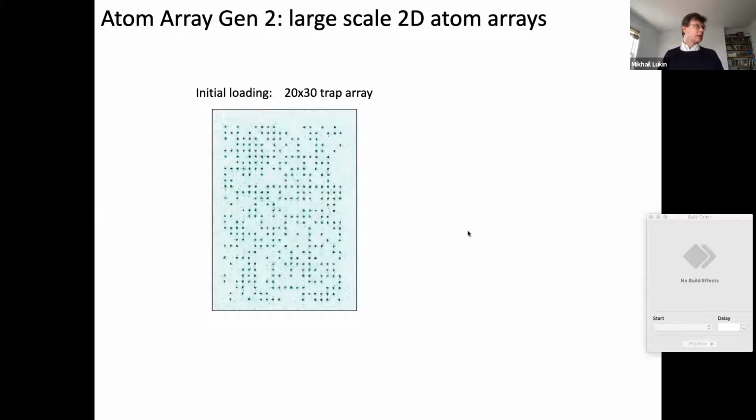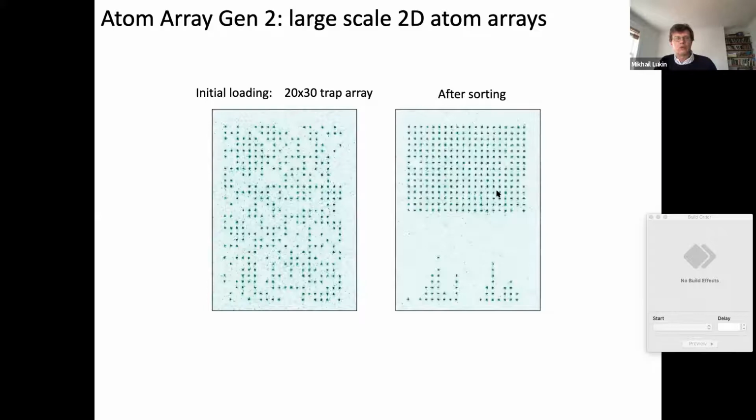So let me see if this works. I have some movies where we start with about 600 traps and then try to sort the atoms. It doesn't always work in Zoom very well. Well, it's maybe not too bad.